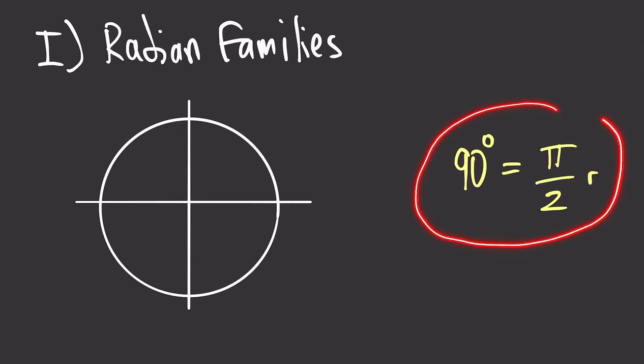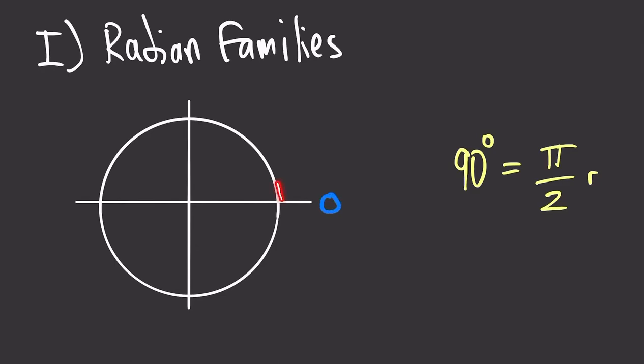90 degrees, as you probably know, is pi over 2 radians. Well, where does that come from? If we start here at 0 and go all the way around the unit circle, that's 2 pi. Okay, so if we go halfway around the unit circle, that's going to be half of 2 pi, or that's going to be pi. And then half of that is pi over 2. So that's where pi over 2 radians is equivalent to 90 degrees.